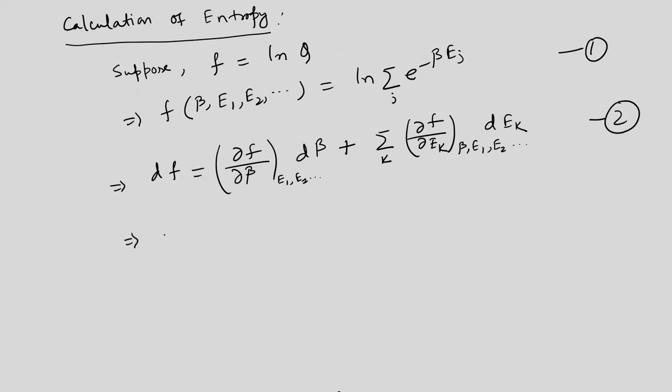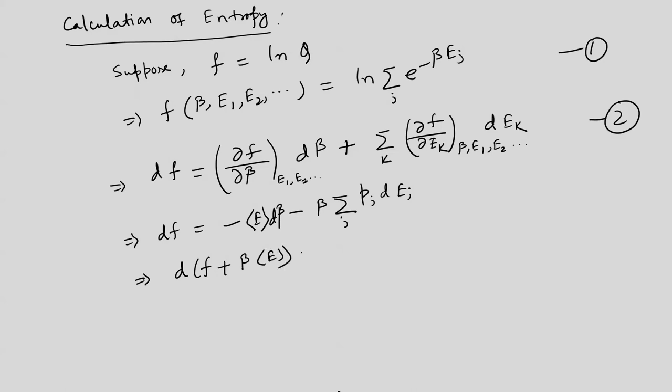And what is the first term? First term is minus E average. And what is the second term? So the first is minus E average times d beta, and the second term gives us minus beta sum over j p j times d p j. And then we get, so d f, beta times E average, we can further simplify this one like this, is beta times d E average minus sum over j p j d p j.